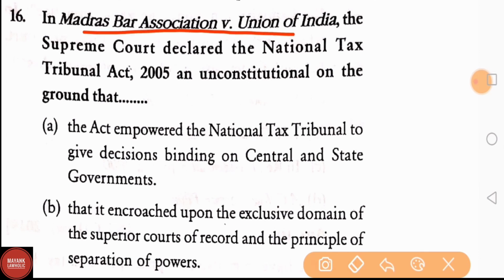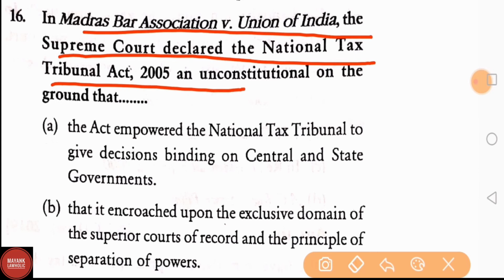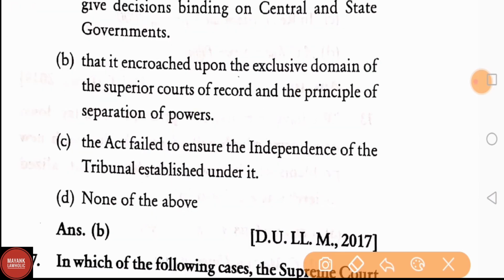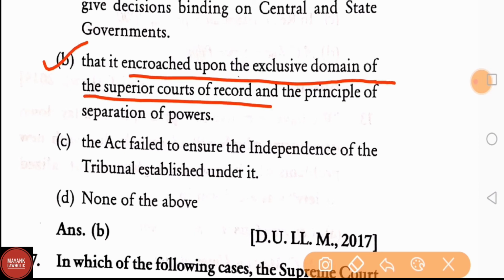Question number 16. In Madras Bar Association versus Union of India, the Supreme Court declared the National Tax Tribunal Act 2005 as unconstitutional on the ground that A. The Act empowered the National Tax Tribunal to give decisions binding on central and state government. B. That it encroached upon the exclusive domain of the superior courts of record and the principle of separation of powers. C. The Act failed to ensure the independence of the tribunal established under it. D. None of the above. The correct answer to this question is B. That it encroached upon the exclusive domain of the superior courts of record and the principle of separation of powers.